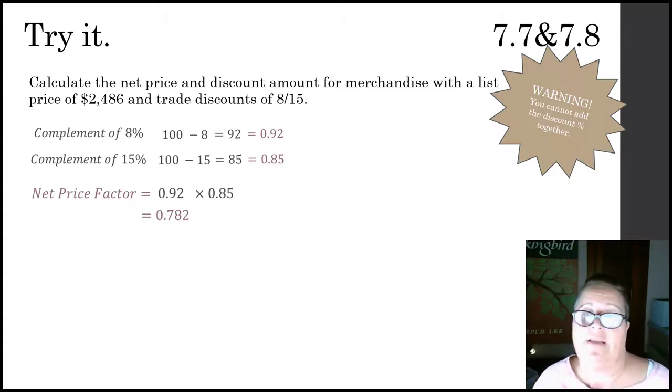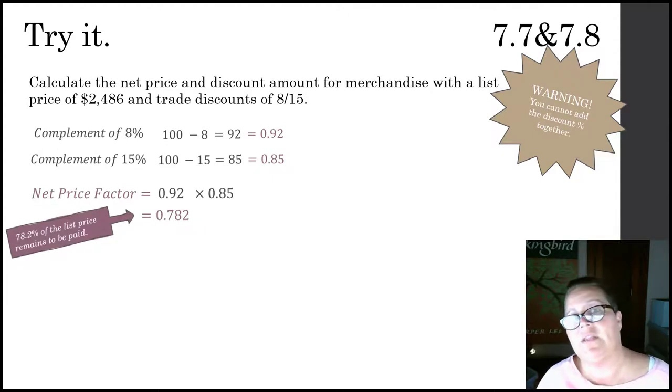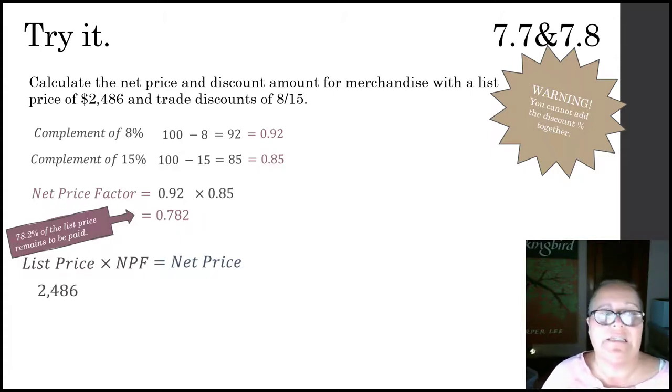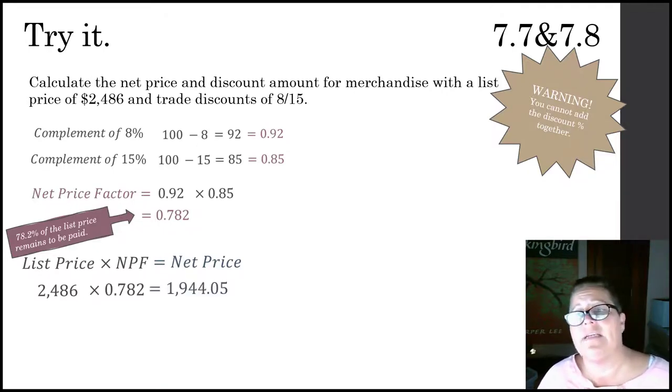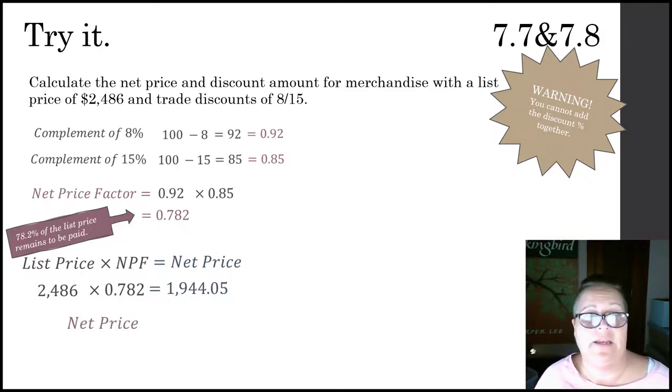This net price factor means that 78.2% of the list price is the percent that I'm going to pay. So the list price times that net price factor will give me the net price to pay. So 2,486 times the 0.782 is going to give me $1,944.05. This is my net price.